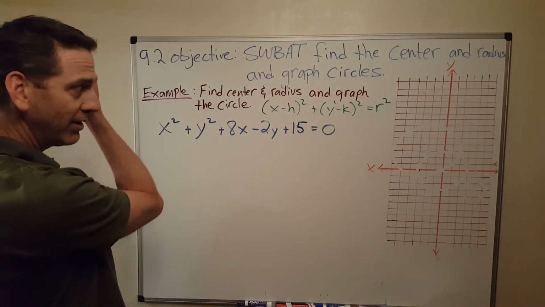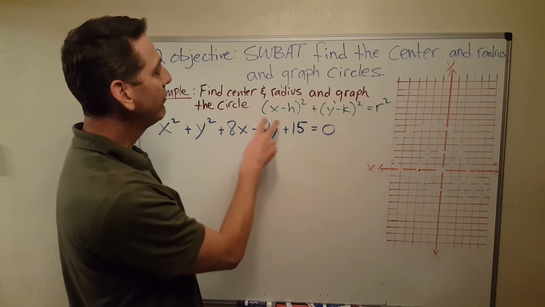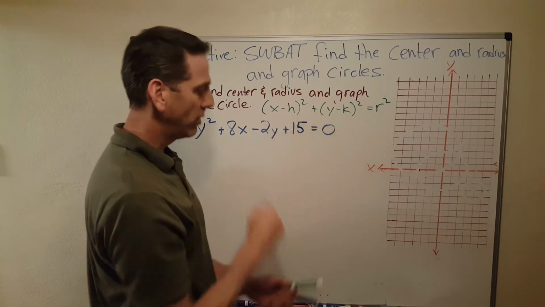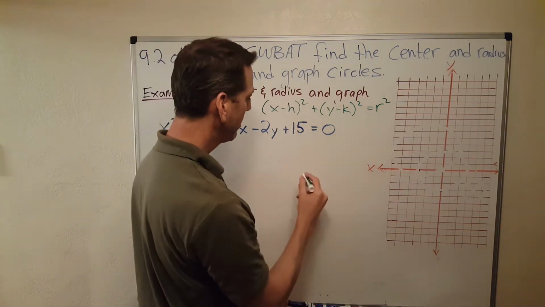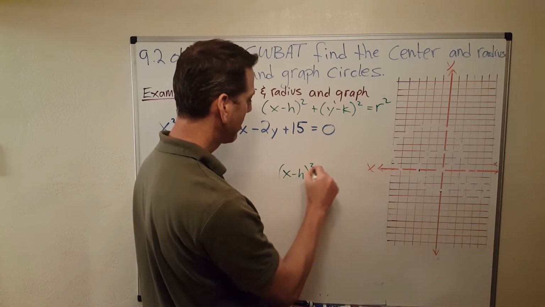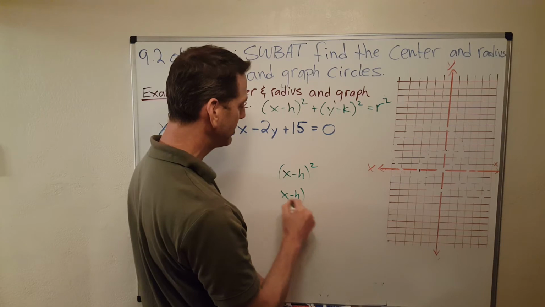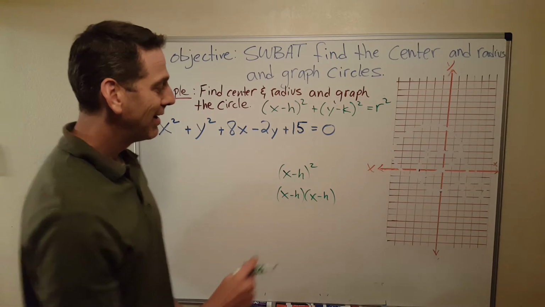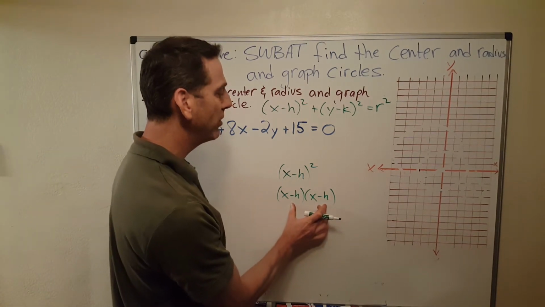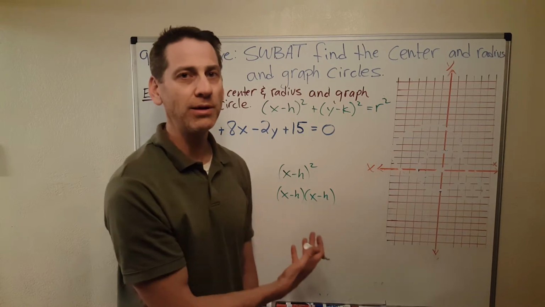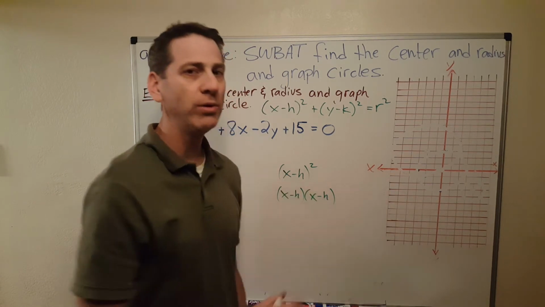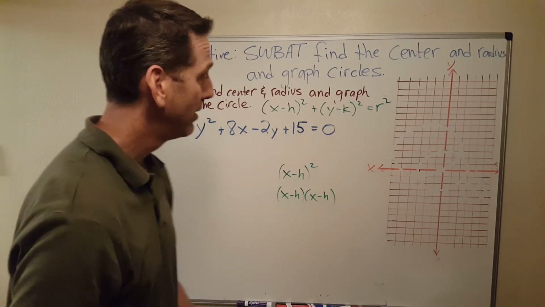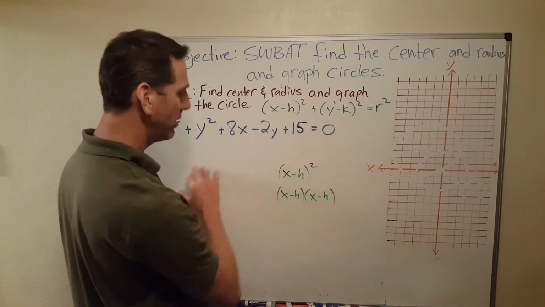Well, I don't know if you noticed, but this is the square of a binomial. In other words, (x minus h) squared is the same thing as (x minus h) times (x minus h). And to get the square of a binomial, basically a perfect square, we have to complete the square, which we've learned in a previous video. So we're going to end up completing the square in this one.